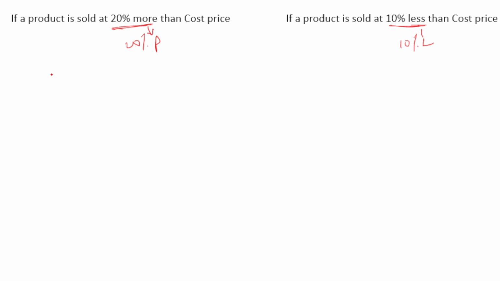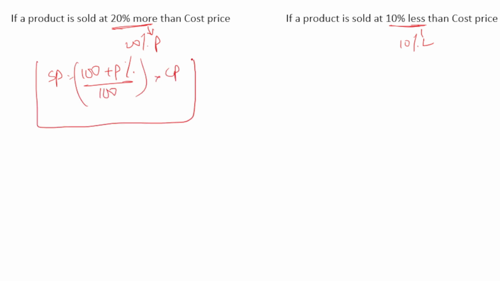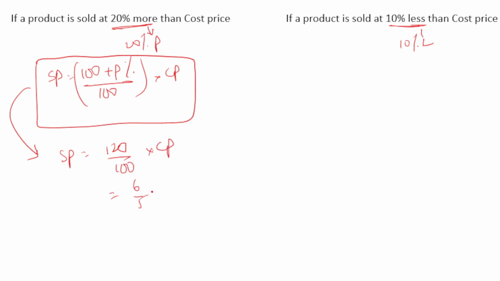So what is selling price here? Selling price is equal to 100 plus profit percent divided by 100 into cost price. This is the formula to find the selling price if profit percentage is given. You can directly write this as selling price is equal to 100 plus profit percentage. It is 100 plus 20, it is 120%. So 120 divided by 100 into cost price. So this is 6 by 5 into cost price. You can directly write it this way.